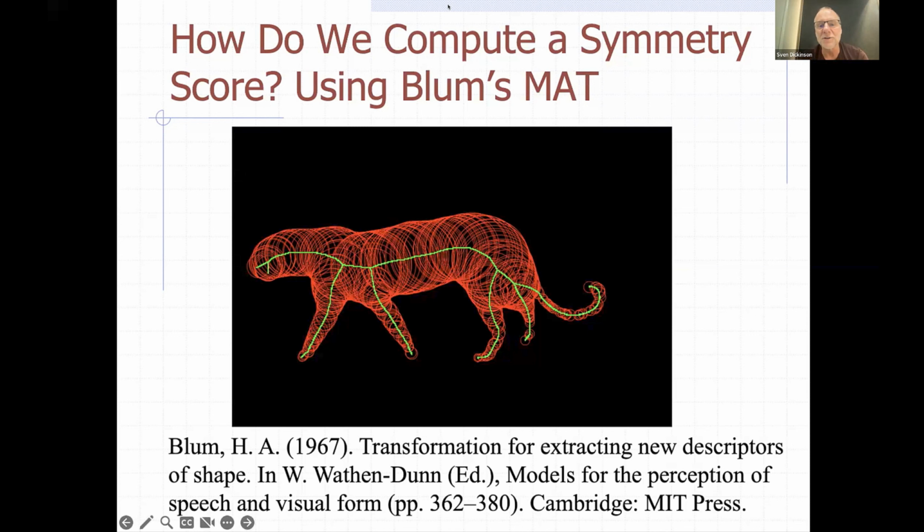And I see there's a question here, so let me try that. Which software do you use to create the visualization? That's a good question. I will have to track that down with my student and get back to you on that.